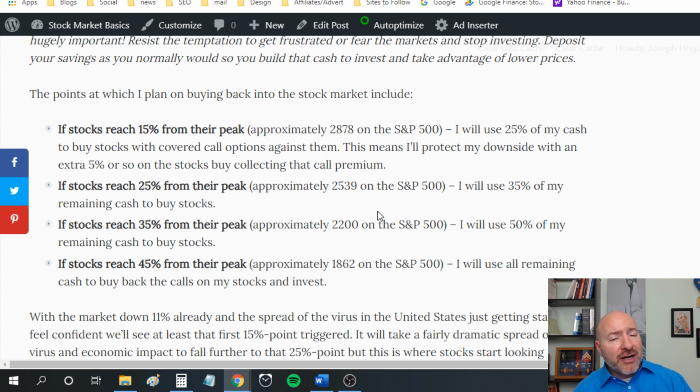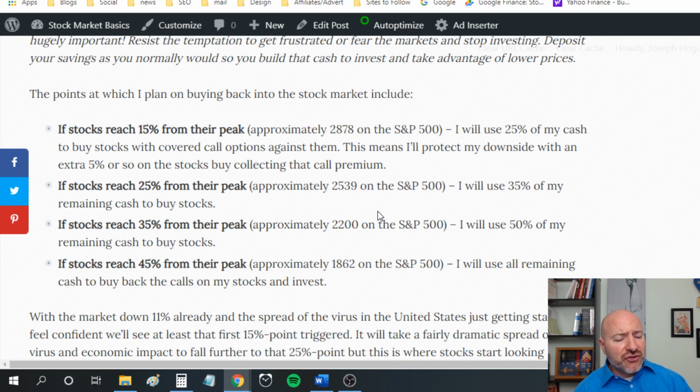I'm going to buy back all my calls because remember, at that 15% level, I bought stocks with covered call options against them. I've got about 10% of my portfolio right now in covered calls. So I'm going to buy back all those calls and then invest the rest of the cash in stocks, right? So I'll probably actually take some out of bonds too and invest in stocks because 45% from their peak, even if stocks continue to fall 50, 55%, that's still a good deal, okay?